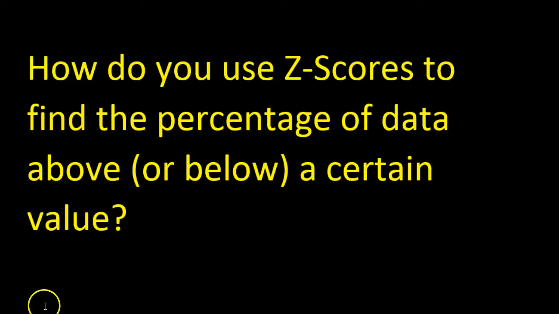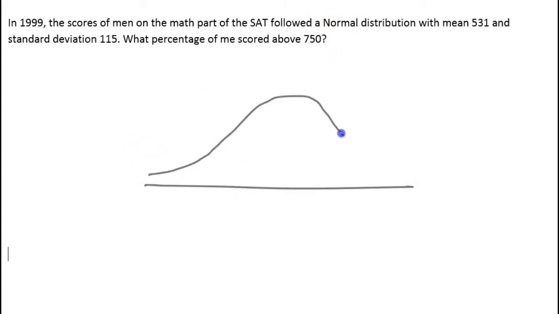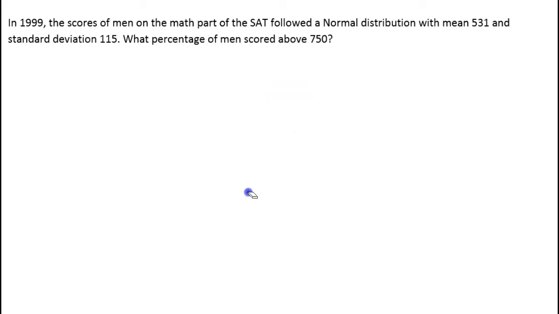In this video, I'm going to show you how to use z-scores to find the percentage of data above or below a certain value. In 1999, the scores of men on the math part of the SAT followed a normal distribution, just meaning like a bell curve type of situation, with a mean of 531 and a standard deviation of 115. What percentage of men, I am a man, so I guess I could say what percentage of me, scored above 750?